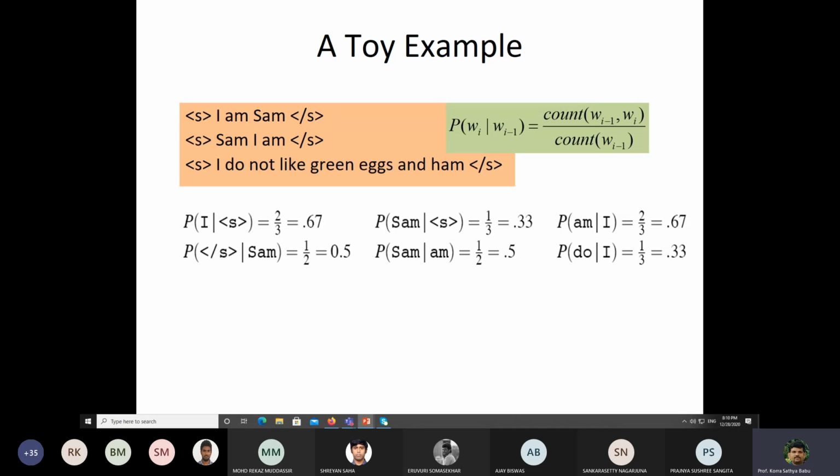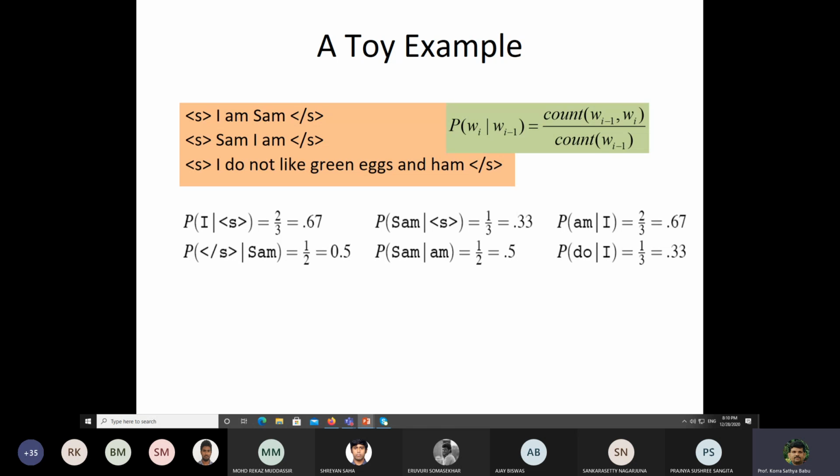The green colored one. Probability of Wi given Wi minus 1 equals count of Wi minus 1 followed by Wi, divided by count of Wi minus 1. Okay, this is the thing that you have to take into consideration. That is the formula that you are using.